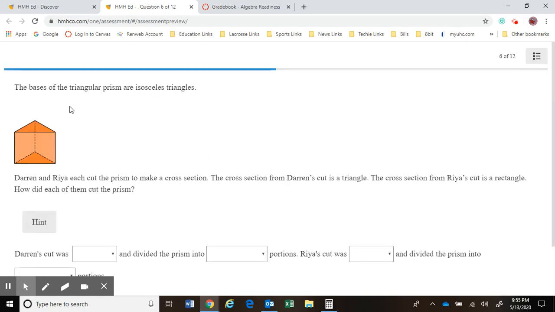Okay, all right. The bases of the triangular prism are isosceles triangles. Darren and Rhea each cut the prism to make a cross section. The cross section from Darren's cut is a triangle. The cross section from Rhea's cut is a rectangle. How did each one of them cut them?